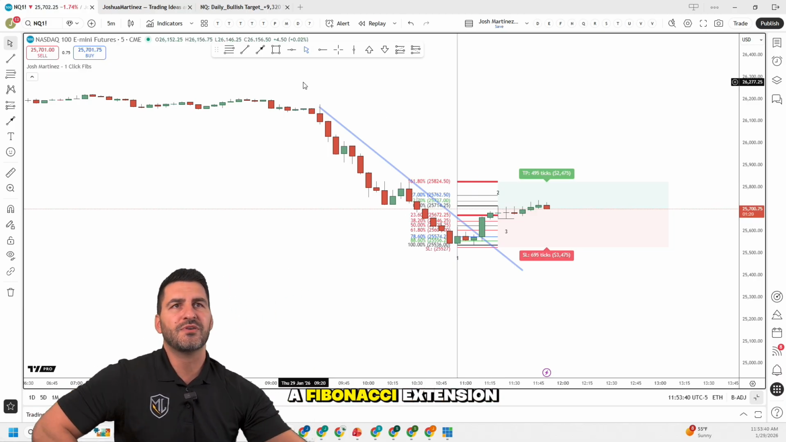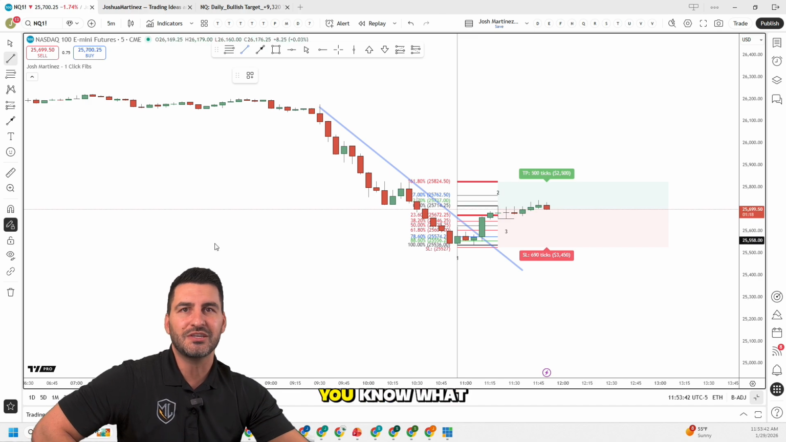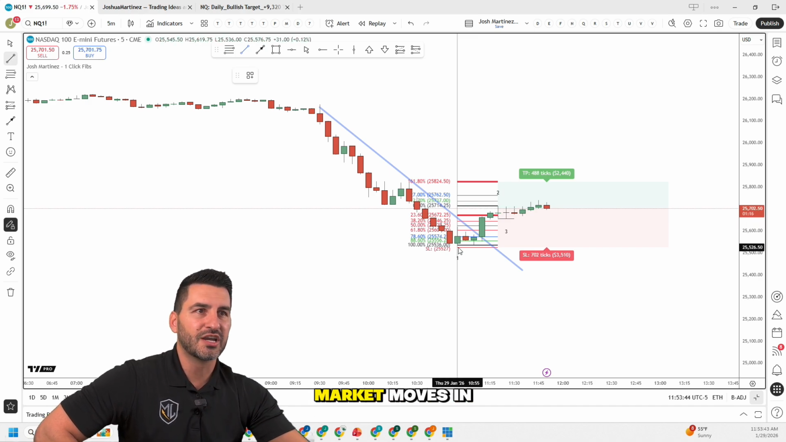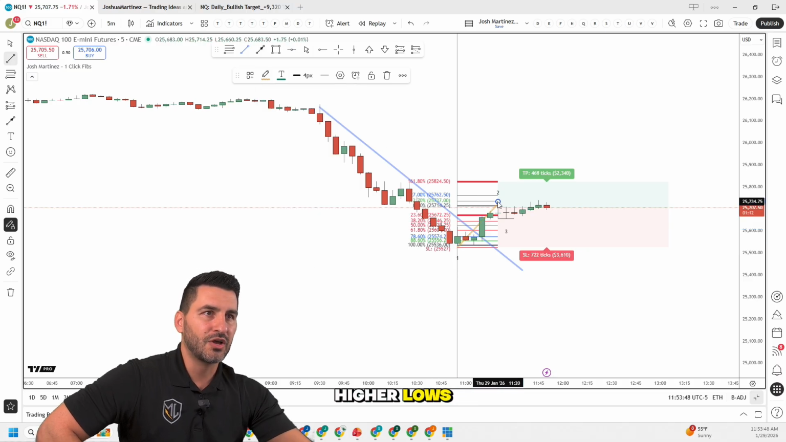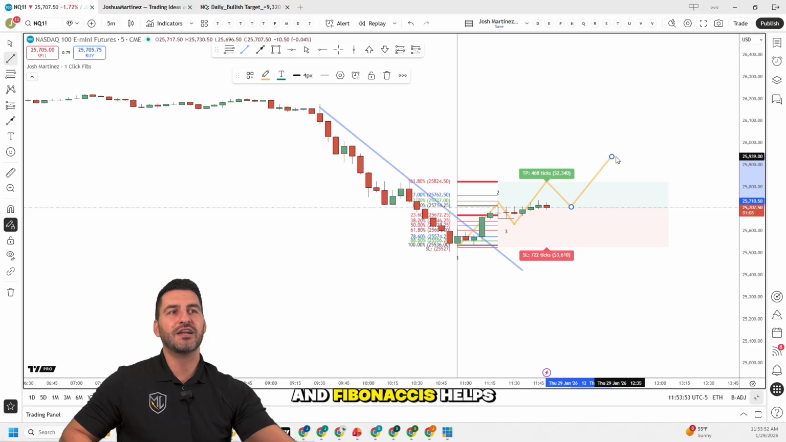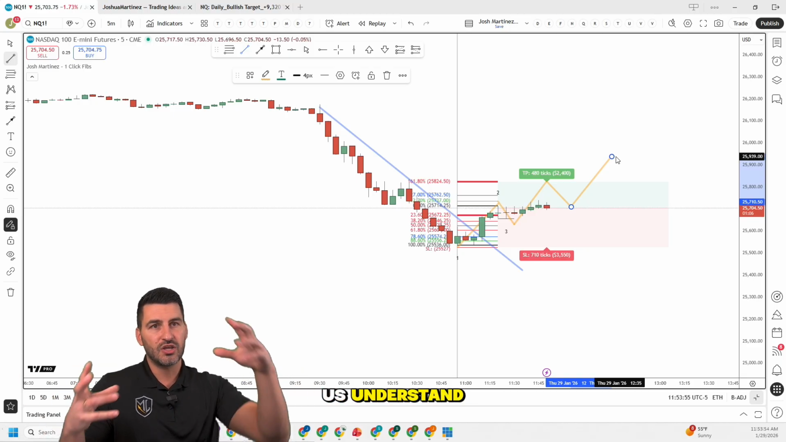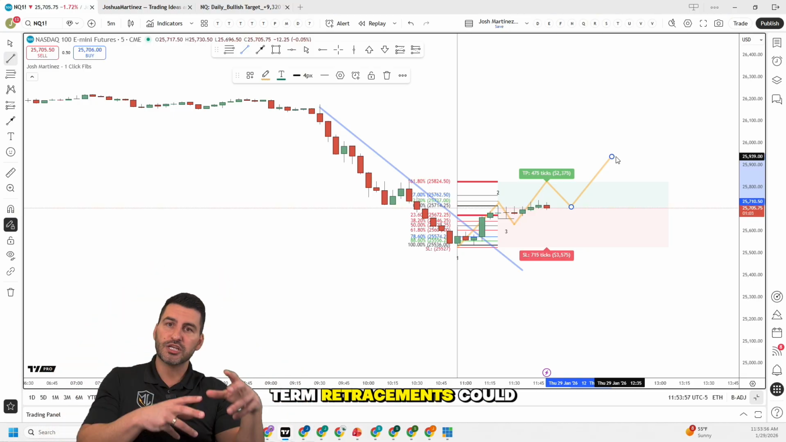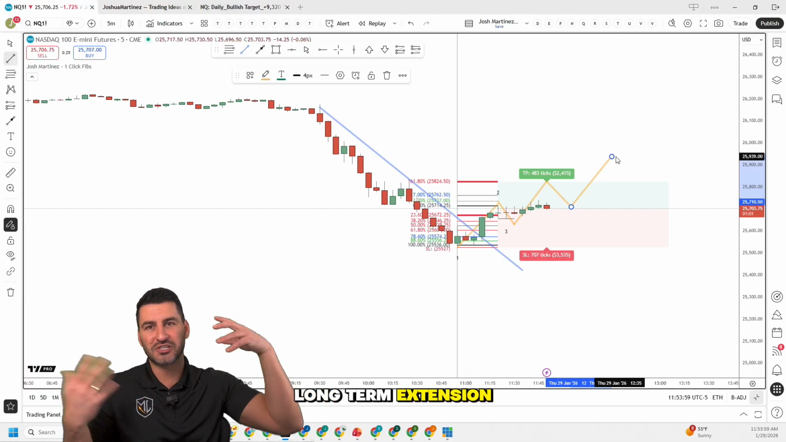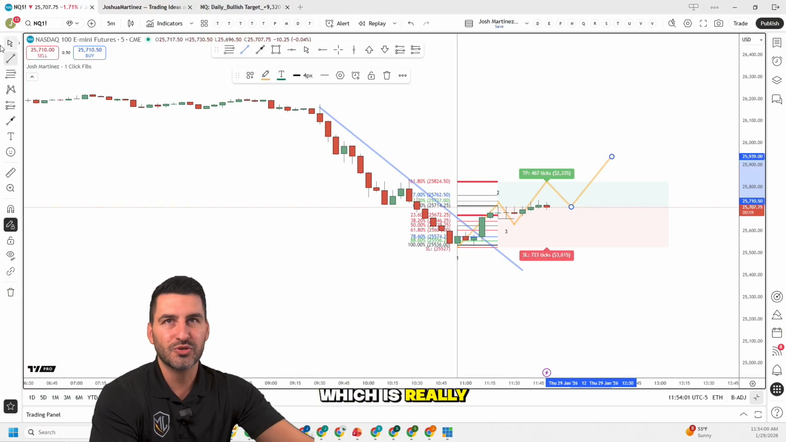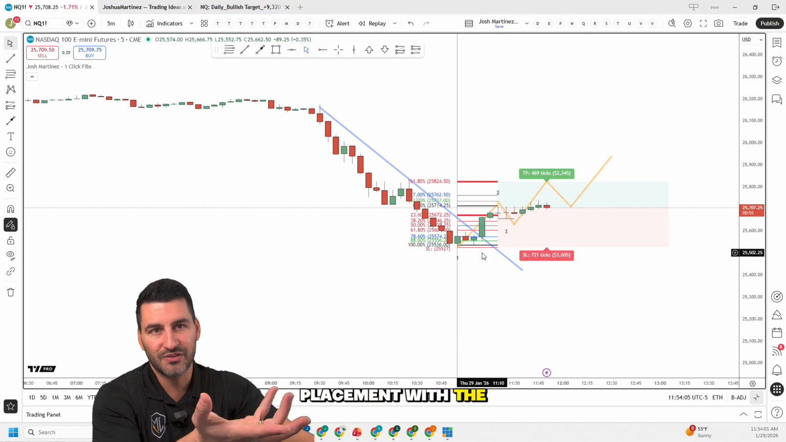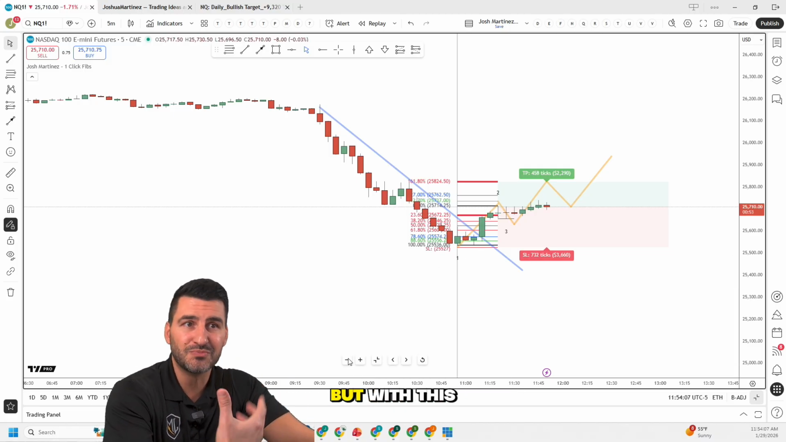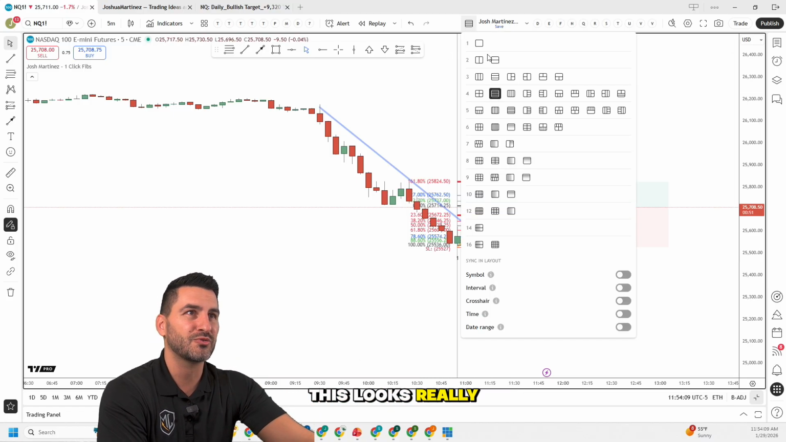Now, what happens when a Fibonacci extension is hit? Well, ultimately, what we're betting on is that the market moves in waves. Higher highs and higher lows, and higher highs and higher lows and higher highs. And Fibonacci's helps us understand where these short-term retracements could be and where the long-term extension targets could be as well, which is really wonderful. But ultimately, the key is stop placement with the Fibonacci sequence. You don't have to use this, but with this week's idea, this looks really, really strong.